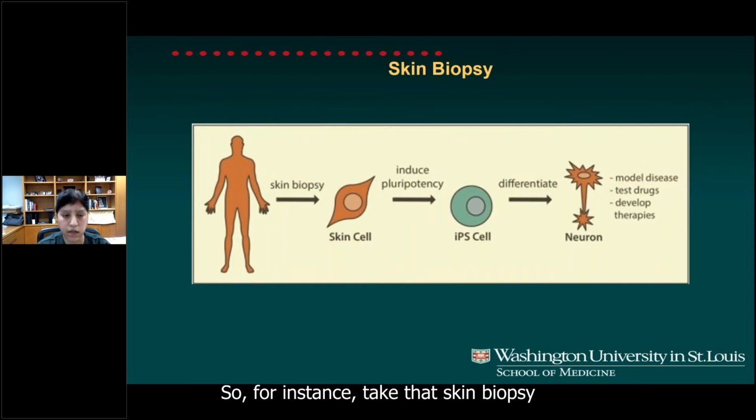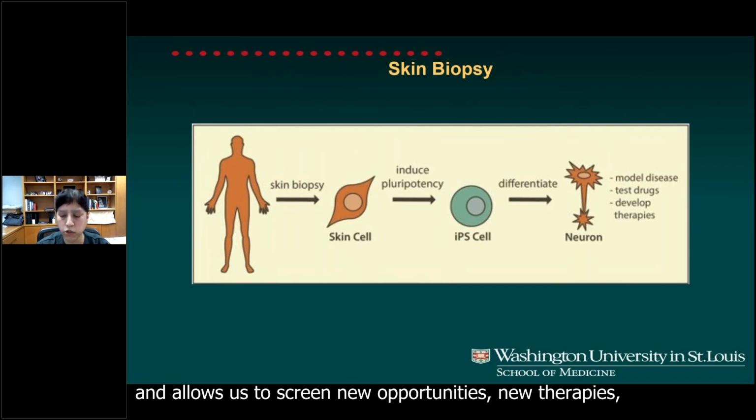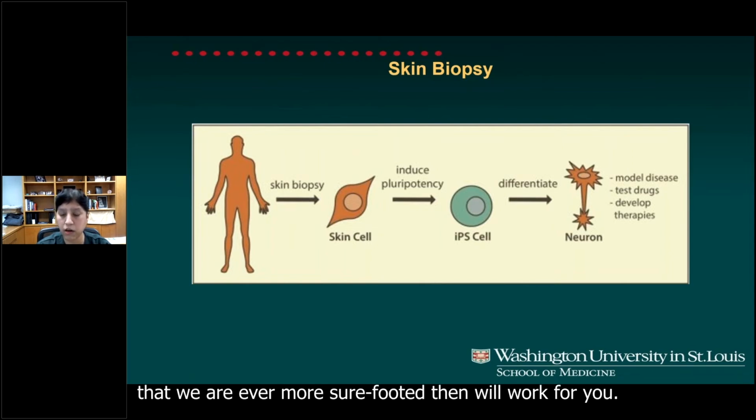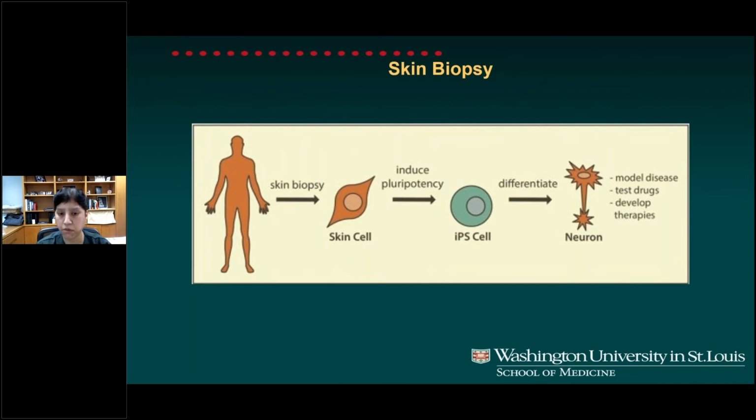So for instance, take that skin biopsy, we'll march across left to right. We can look at the skin cells specifically. We can kind of push them towards becoming neurons. What's the benefit of this? We now get to look at your disease in your cells and make sure it's actually reproducing what's going on in your body. It allows us then to test drugs that will work on you and your cells, and allows us to screen new opportunities, new therapies, new ways of thinking about the disease, and develop therapies that we are ever more sure-footed will work for you.